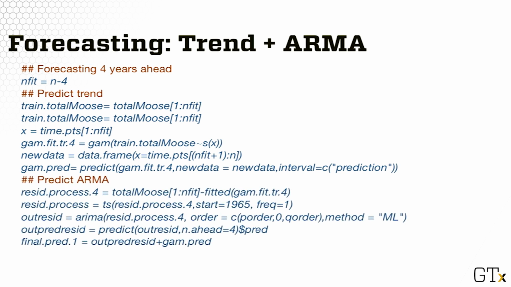The residual process is now defined based on this fitted trend, since we assume we have not observed yet the 2003 to 2006 moose population. The ARMA model is fitted on this residual process. We use the same orders as identified initially, although we should have applied the order selection approach once more using the data from 1965 to 2002. Next, we apply the predict command, but for the ARMA fitted model. Last, we sum up the prediction of the trend and the prediction of the ARMA model to get the final prediction based on this approach.